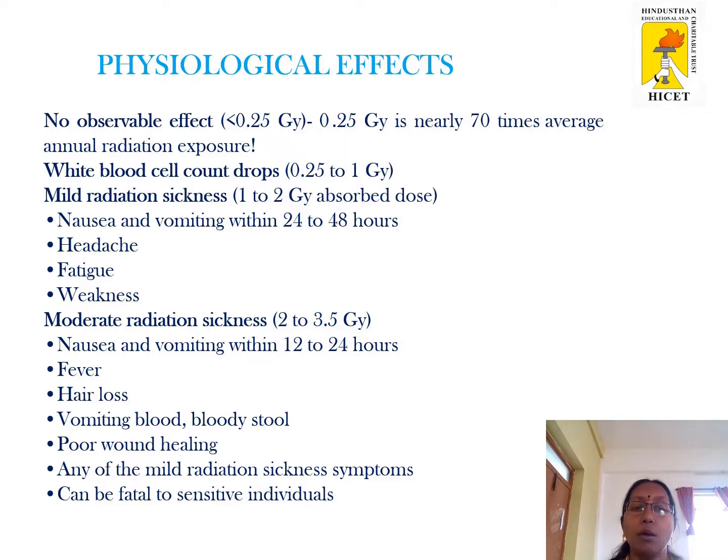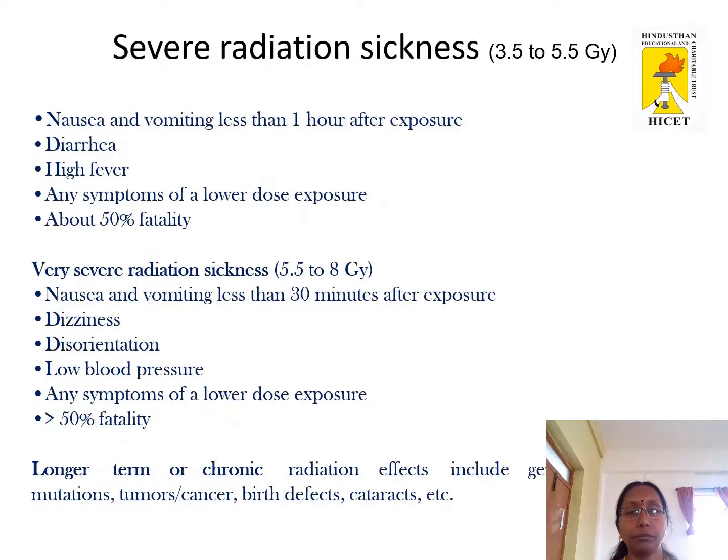weakness. Then moderate radiation sickness will be caused due to exposure to 2 to 3.5 Gy. That will have nausea and vomiting within 12 to 24 hours, fever, hair loss, vomiting blood, bloody stool, poor wound healing. Any of the mild radiation sickness can be fatal to sensitive individuals. So if the individual is very sensitive, mild radiation sickness will be very dangerous to them.